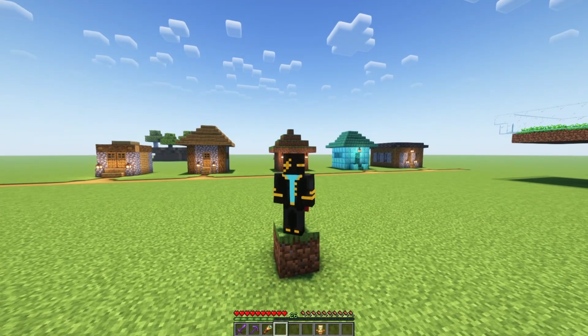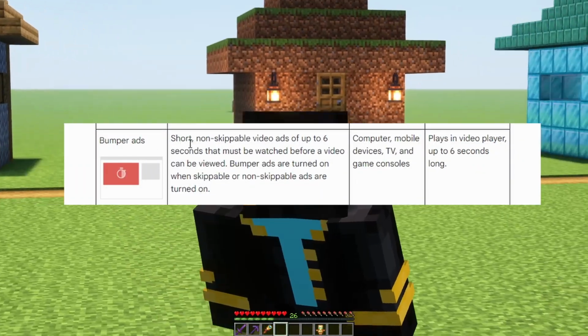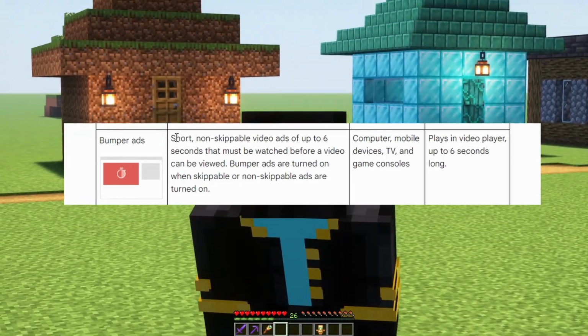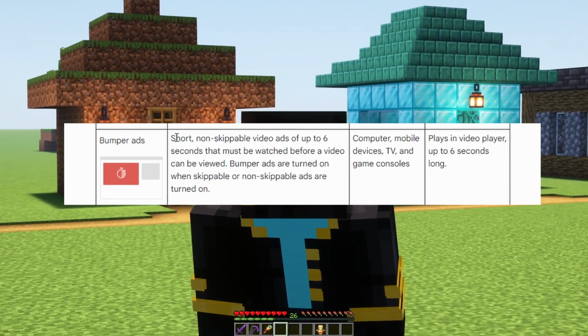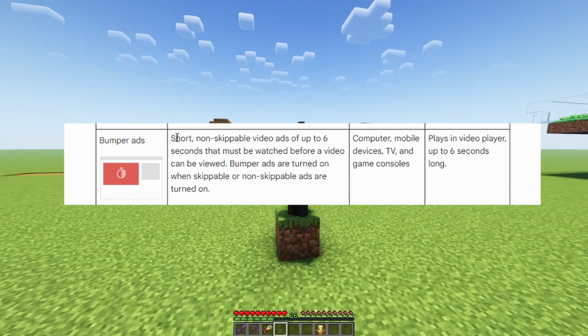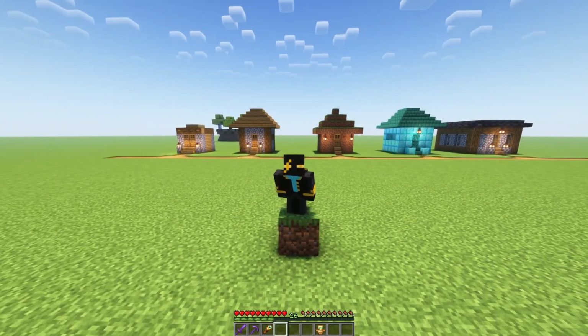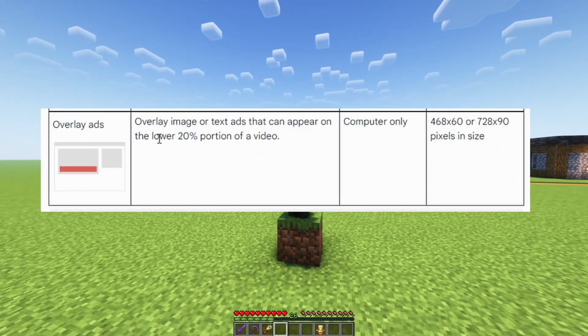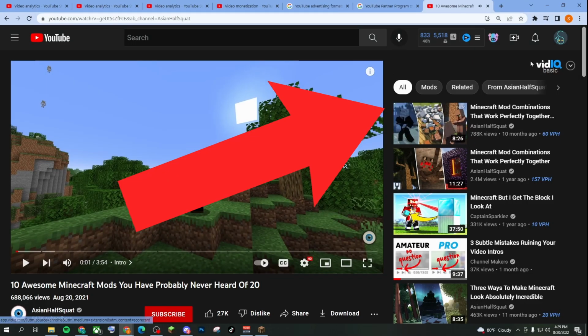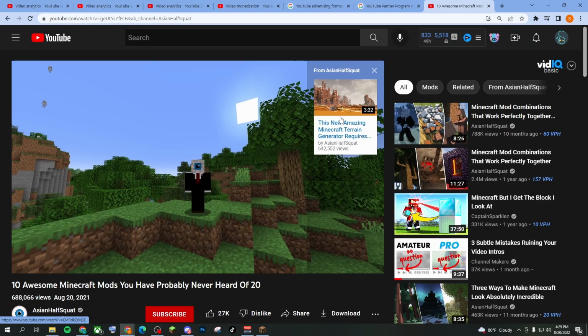Like, give people the option to skip. There's bumper ads, which are short, non-skippable video ads, up to 6 seconds that must be viewed before the video can start. And then there's overlay ads, which cover up just a tiny portion of the bottom of your video. There's also ads that can appear up here and on the info tab.